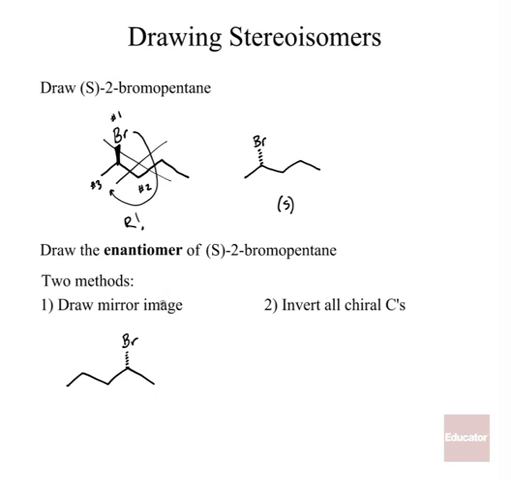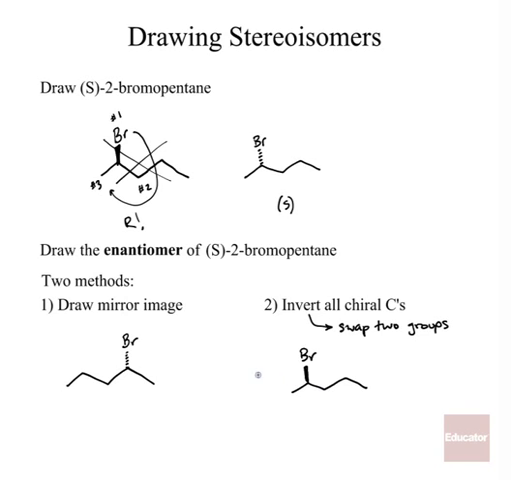But there's another method we can use, and that is we can invert all of our chiral centers. And by invert, I mean swap two groups. So in this case, we're going to keep our carbon chain fixed, but instead of having the bromine be a dash, our bromine is going to be a wedge. That's another way to draw an enantiomer accurately, and whichever method works for you, they both should result in the right answer.